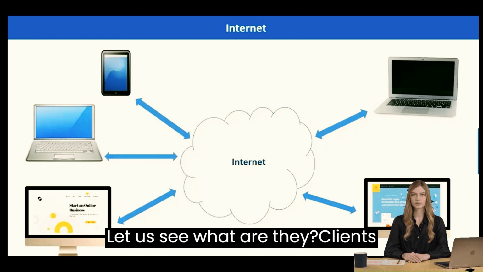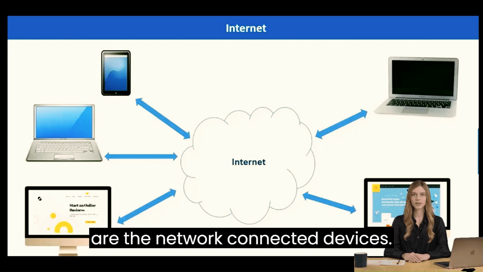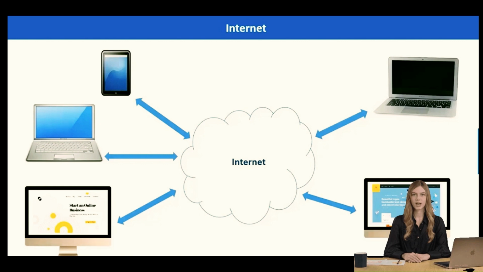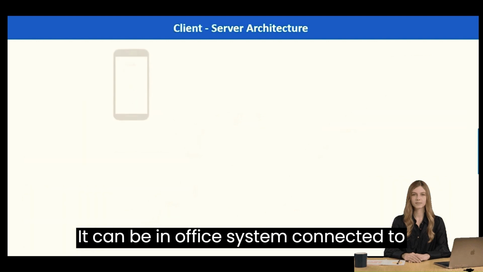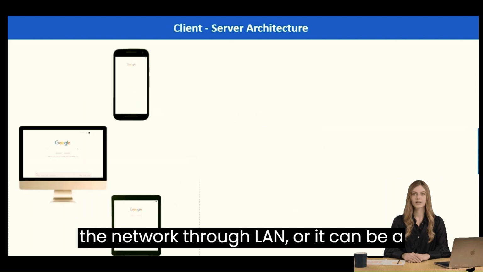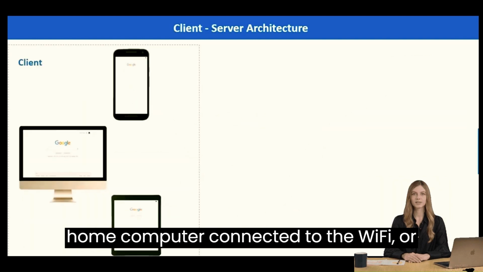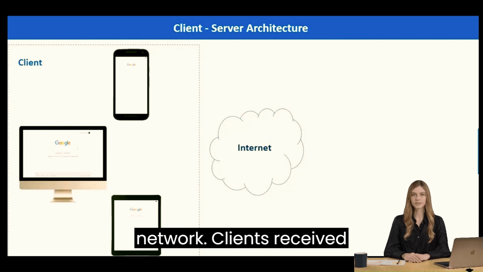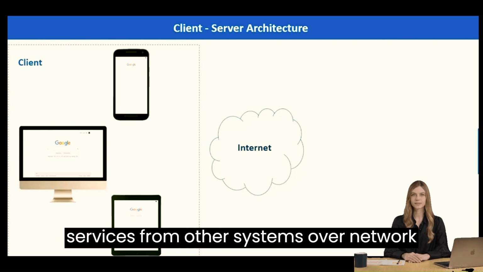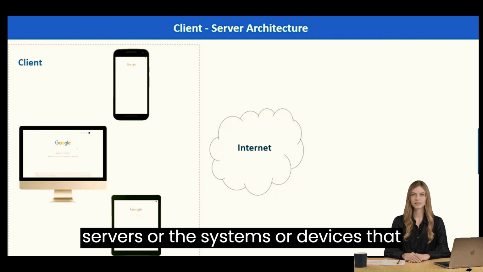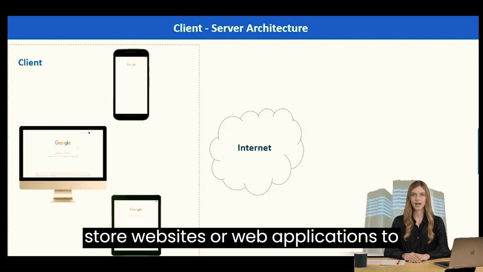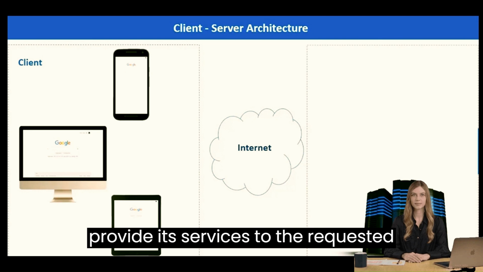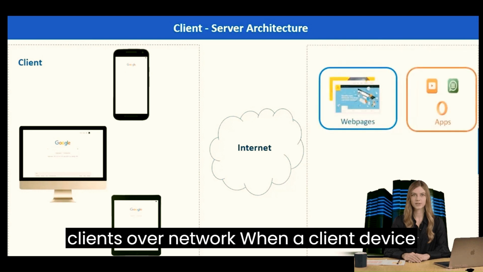Let us see what are they. Clients are the network-connected devices. It can be an office system connected to the network through LAN, or it can be a home computer connected to the Wi-Fi, or it can be a phone connected to the mobile network. Clients receive services from other systems over network. Servers are the systems or devices that store websites or web applications to provide its services to the requested clients over network.